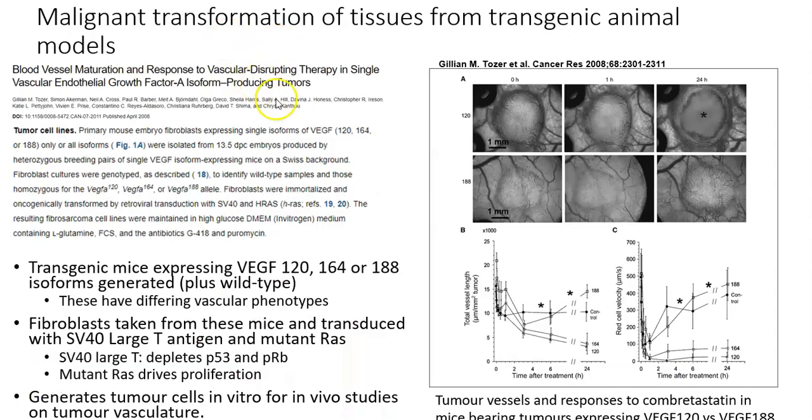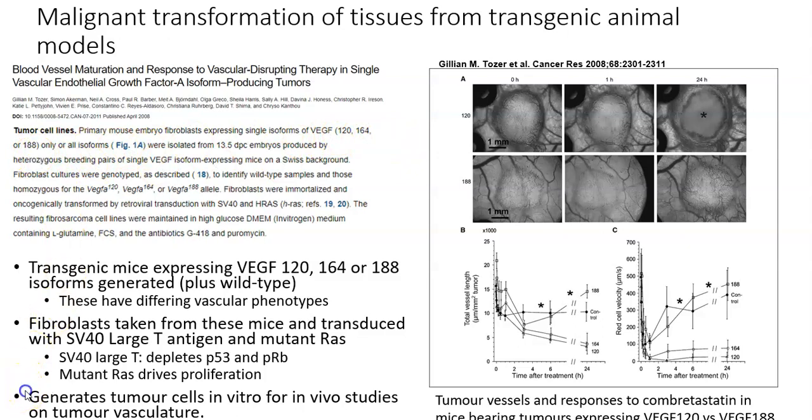And this has been done in this particular study. This is a study I was involved in many years ago, and this is just the method section from that paper. What we wanted to do here is get some cells expressing specific isoforms of vascular endothelial growth factor. And there are 3 different isoforms, and what we wanted to do was generate tumours that only expressed 3 different individual isoforms of VEGF.